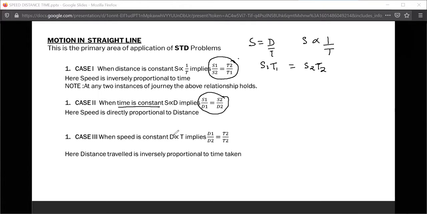Case 3, when speed is constant, distance is directly proportional to time. What does it mean? If the speed is constant and you are taking more time, it means you are traveling more distance. So these are the three relationships you should remember, which will help you to solve questions fast. Okay, let's move ahead.